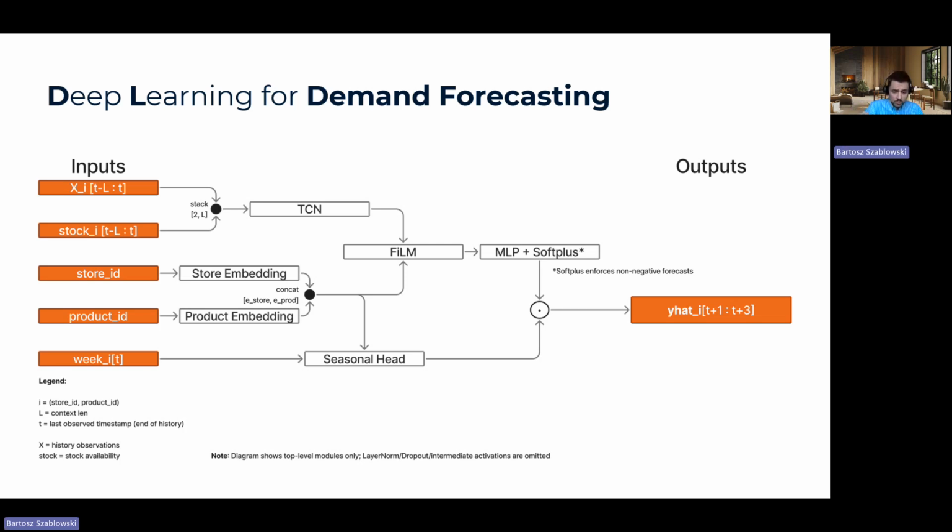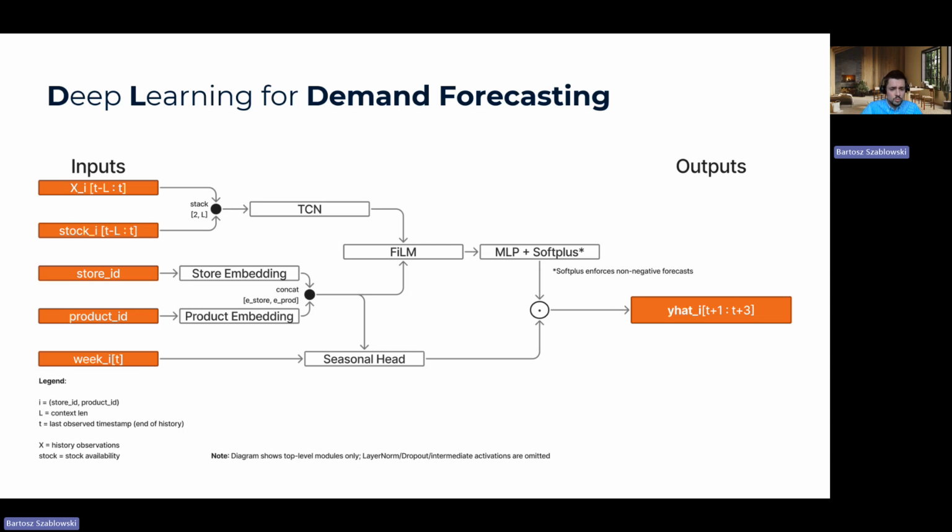3-element vector. To make that forecast, the network needs to receive as the input the vector of the last values of sales of the length context length, and then another vector of the same length with Boolean values indicating whether the product was in stock or not. So let's assume that the context length is 20. So the network receives the last 20 sales values and the matching information about whether the product was in stock or not. In addition, it receives so-called static covariates, namely store and product ID.